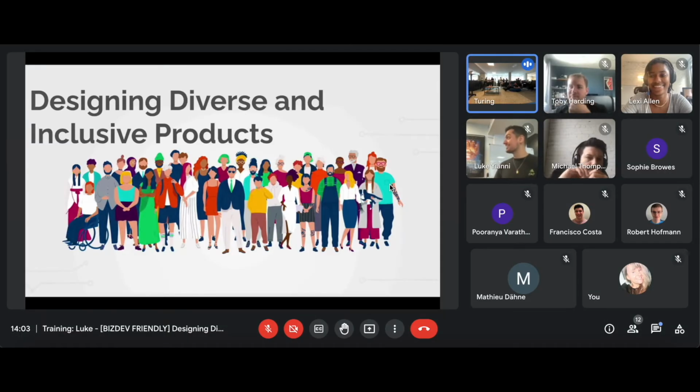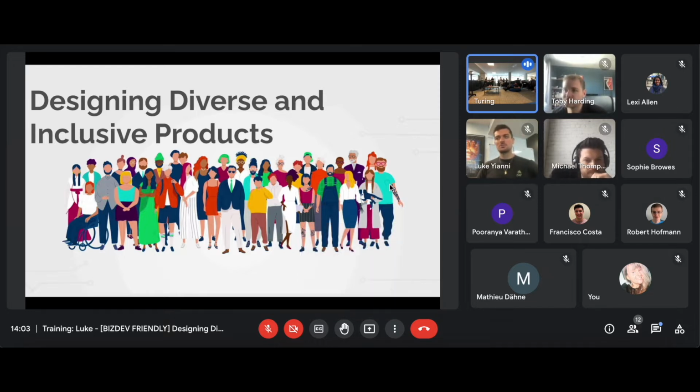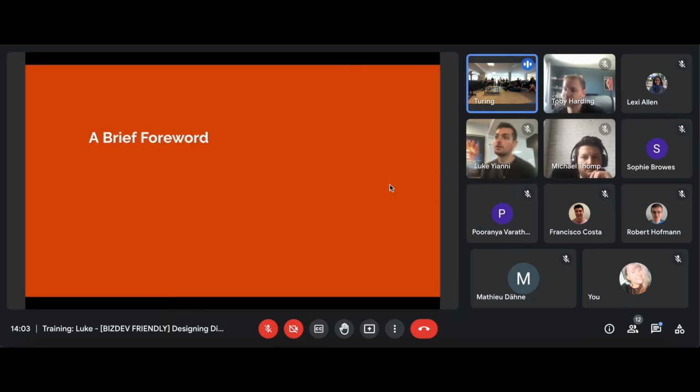Now we're talking about designing the diverse and inclusive product. I don't think it's much of a misnomer, but that name might not have been very clear. But hopefully we'll get into exactly what I'm talking about and hopefully the useful content in this talk. Cool. So I want to give a brief foreword before we start.